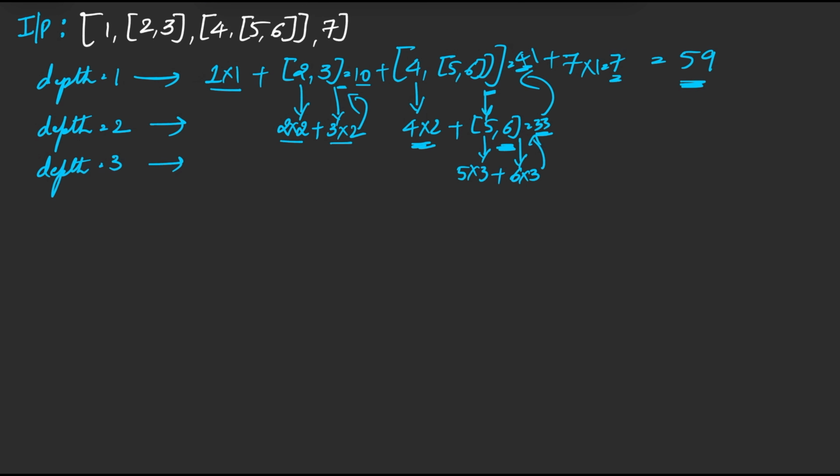What is the time complexity? We go through every element only once, whether it's a number or a list. So the time complexity is big O of n, where n is the total number of elements in the nested list. And the extra space comes from the recursion stack, which can go as deep as the maximum nesting level. So the space complexity is big O of d, where d is the maximum depth of nesting. For example, in this case, d is 3. I hope the dry run was clear.